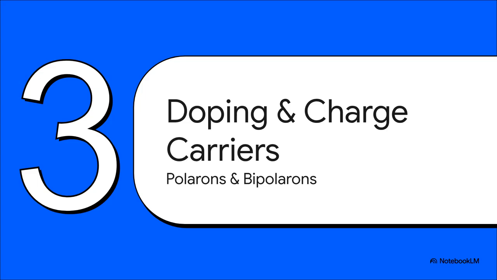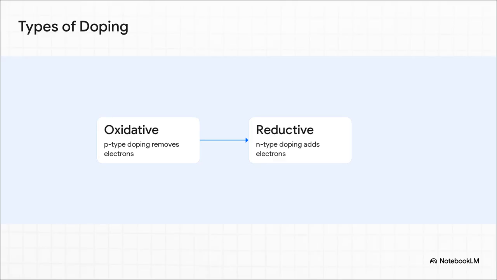That brings us to Section 3, Doping and Charge Carriers, Polarons and Bipolarons. Okay, so we've got a narrow band gap. But to really get the current flowing, the polymer still needs a mechanism to introduce free charge carriers. We do this through a process called doping. We dramatically increase conductivity by either extracting electrons from the polymer backbone using oxidative, p-type doping, or by injecting electrons into it via reductive, n-type doping.